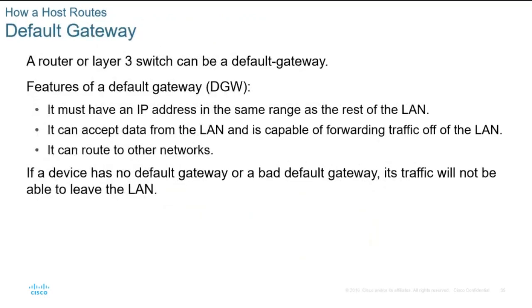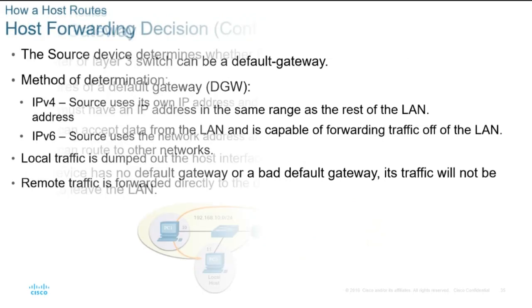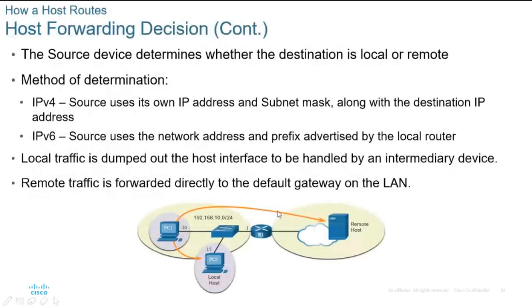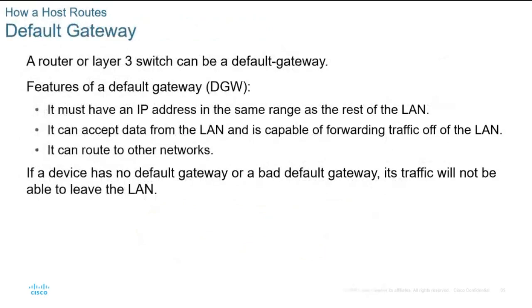A router or layer 3 switch can be a default gateway. So, our routers are the default gateway. What is a default gateway? It is like the door to go to the other network.